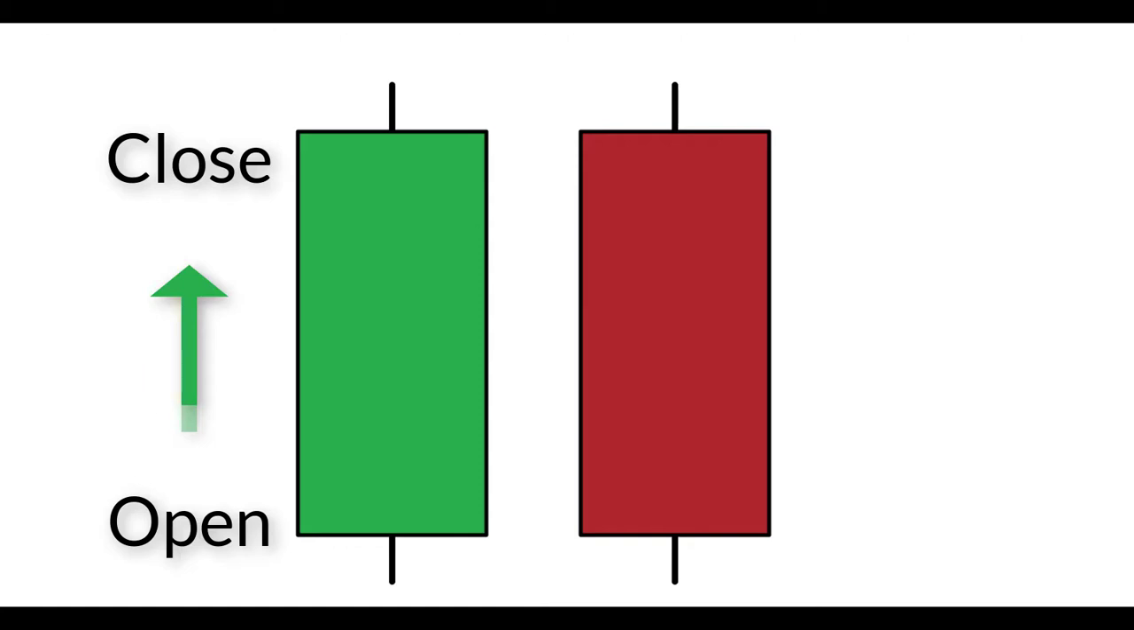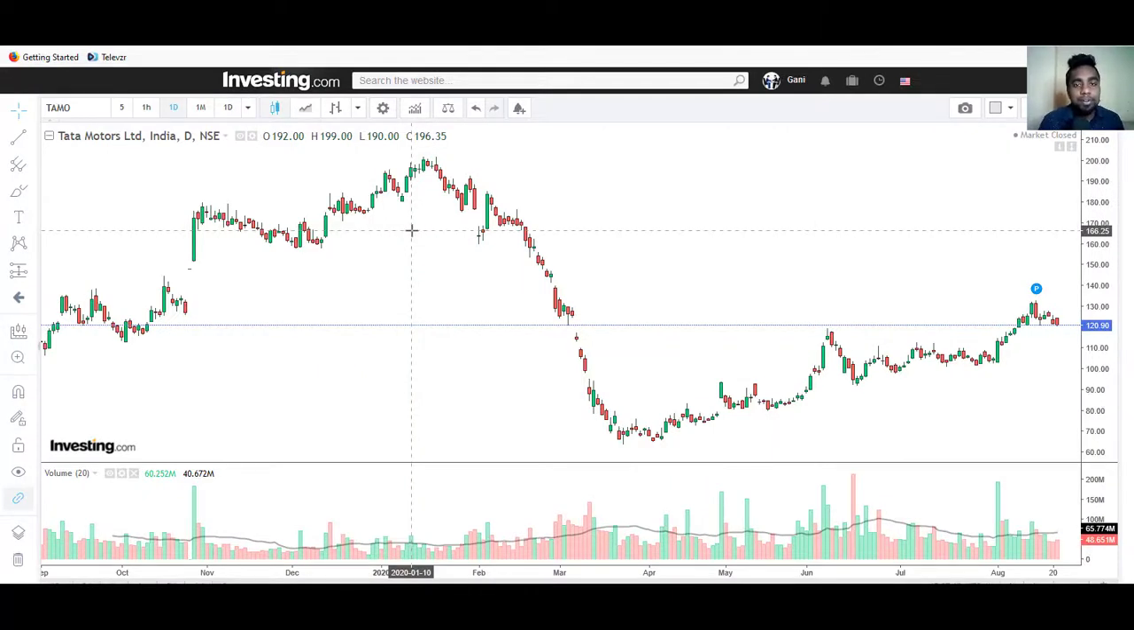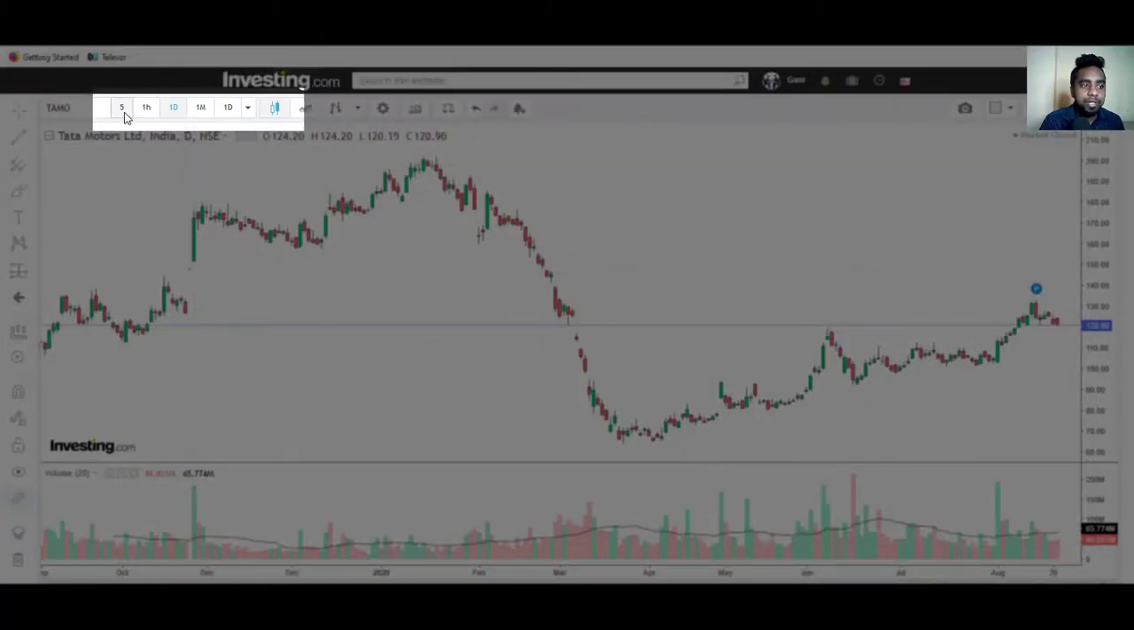The next comes a red candle. When the price opens higher and closes lower, it will create a red candle, and a red candle is also called a bear market or the bearish market. I'm only showing you the basics, and next what we are going to see is the time frame. Right now, if you go here, this is called a time frame.